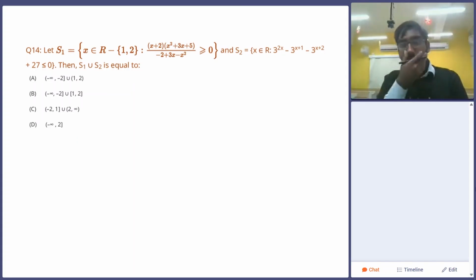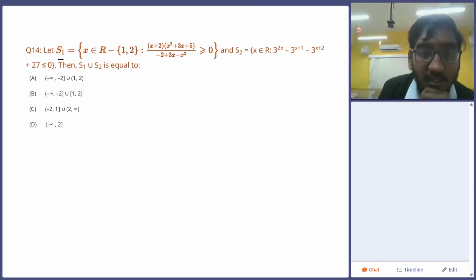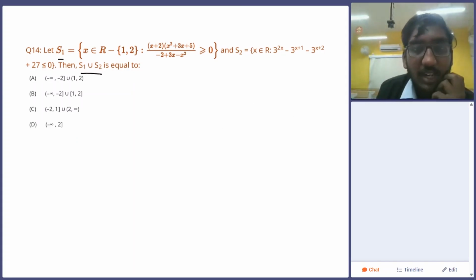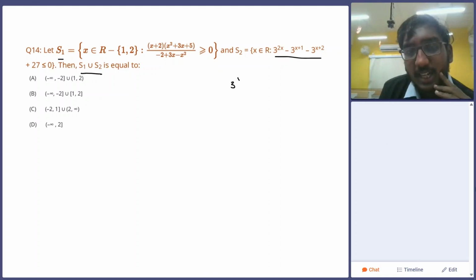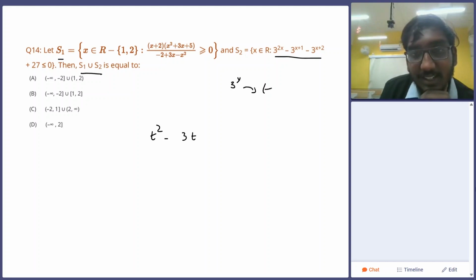This is the 14th question. They have given S1 is something and S2 is something, and they are asking S1 union S2. First, by looking at S2, it looks pretty simple to solve. Just put 3 power x as t and solve it as a quadratic. So what will the quadratic be? T square minus 3t, right? Minus what?